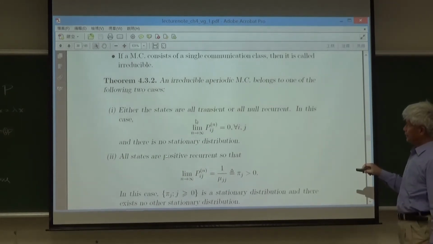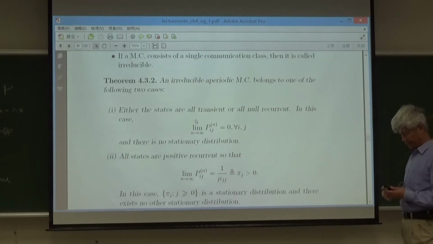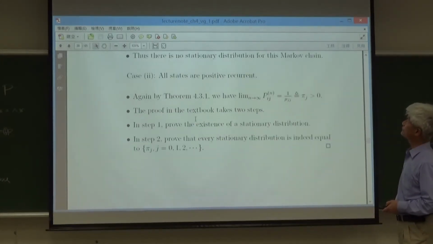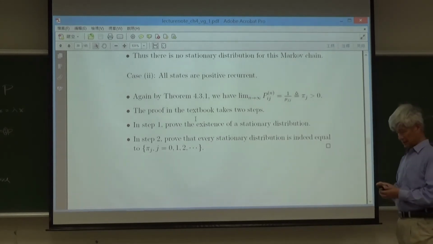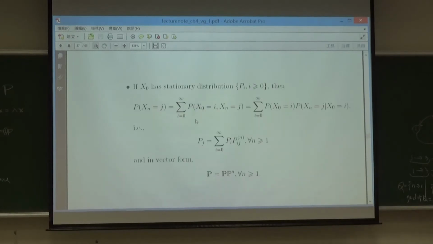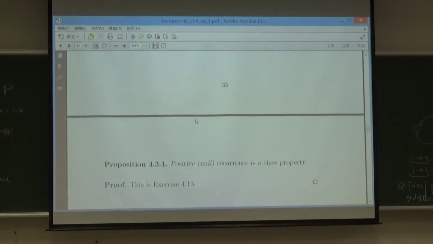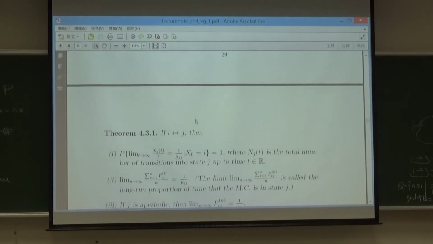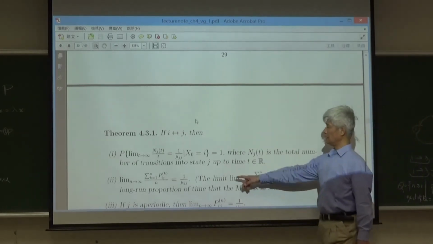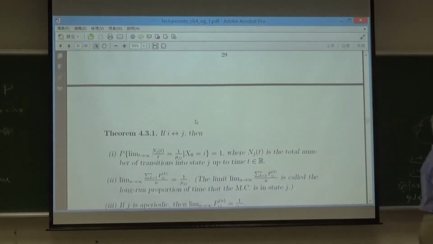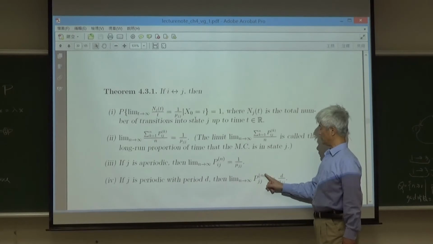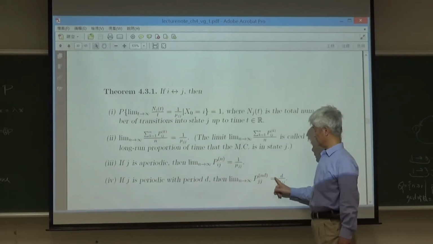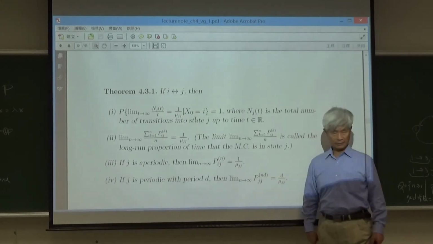Now, if all states are positive recurrent, then we need that it is aperiodic. So let's go to here. All states are positive recurrent. Again, by the theorem, we have this one too. If j is periodic, then we have this. But if it's periodic, we can't have that. We have only the multiples of d. So we have that expression.